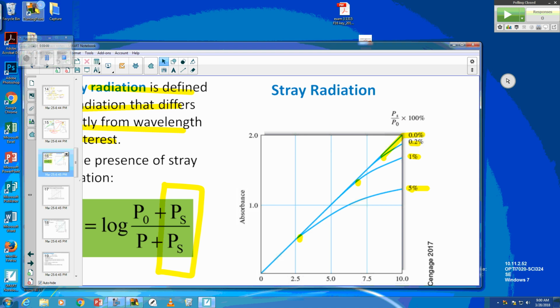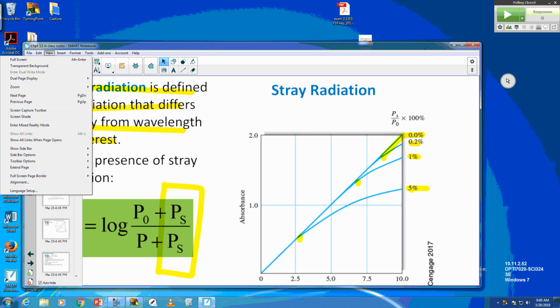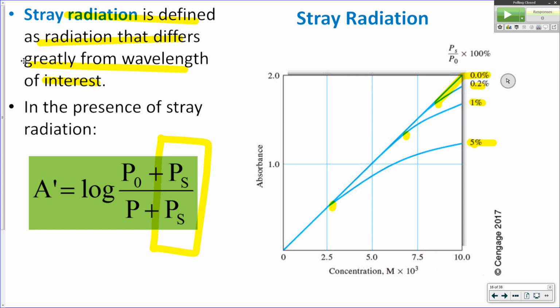Today in chapter 13, we'll probably finish it up, and then we'll go right into applications of UV-Vis, which is chapter 14, the next chapter. So I'll try to get those notes posted this afternoon.